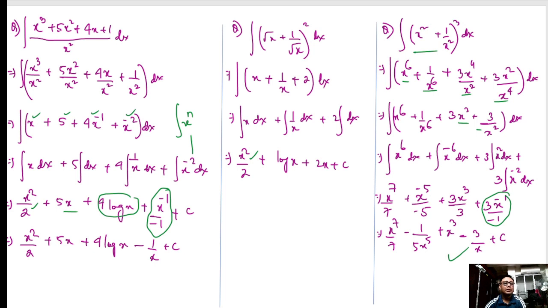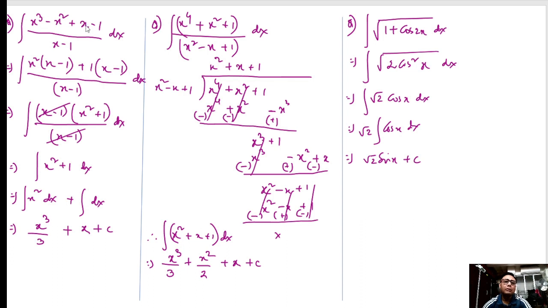Next, friends, let's see. So now what we are doing, we are taking x square common from here and 1 common from here. This cuts. So x square is x to the power 3 by 3 and dx is x.